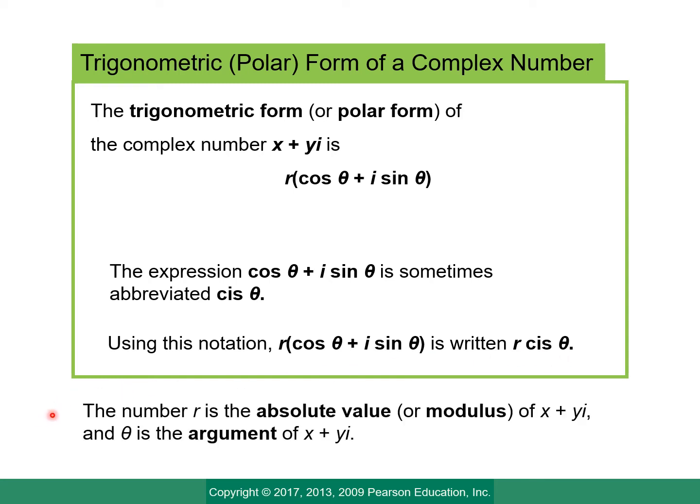And then the last thing to note here, r represents the absolute value, or another word is modulus, of your complex number. Another way to talk about that is magnitude or length. If you are talking about a vector, r is just the length of it. It's like the hypotenuse in our picture a couple slides back. And then theta, we call that the argument of the complex number.